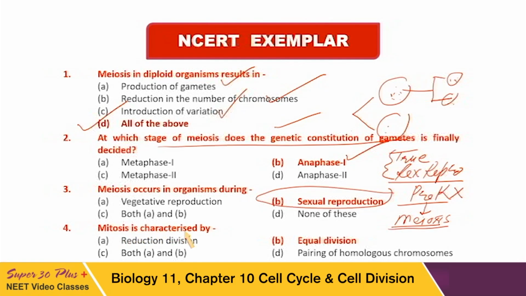Mitosis is characterized by what? Reduction division? No. Equal division? Might be correct both A and B. And this is pairing of homologous chromosomes, A and B. A and B cannot be there. Pairing of chromosomes cannot be there. A means reduction division, no. Pairing, no. It is only equal division.